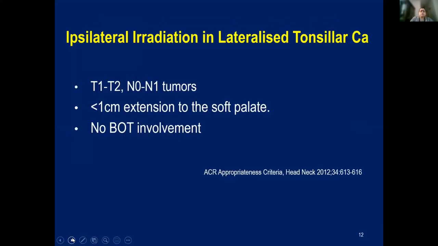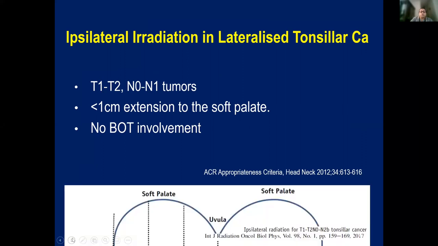Now, ipsilateral irradiation is specifically mentioned in the oropharynx, especially in lateralized tonsillar cancers, which fit certain criteria. That is, they have to be T1, T2 lesions, N0 or N1 tumors with less than 1 centimeter extension to the soft palate and no involvement of the base tongue. So you can understand very well that with these criteria, you eliminate the need for contralateral lymph node irradiation.